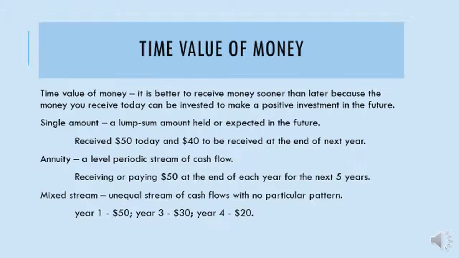So, the time value of money: it is better to receive money sooner than later because the money you receive today can be invested to make a positive return in the future. A single amount is a lump sum amount held or expected in the future, for example, receive $50 today, $40 to be received at the end of the next year. An annuity is a level periodic stream of cash flow, receiving or paying $50 at the end of each year for the next 5 years. And a mixed stream is an unequal stream of cash flows with no particular pattern, such as year 1, $50, year 3, $30, year 4, $20.